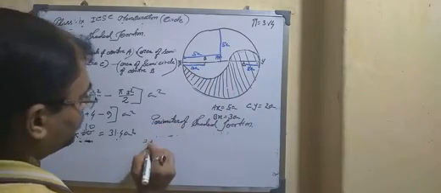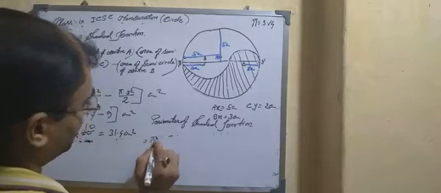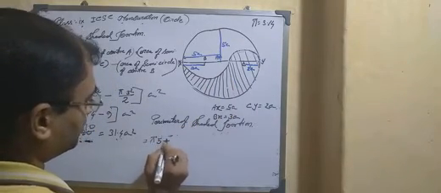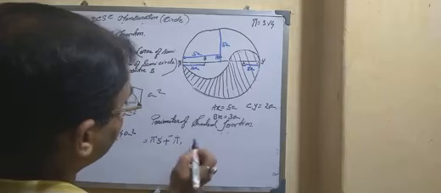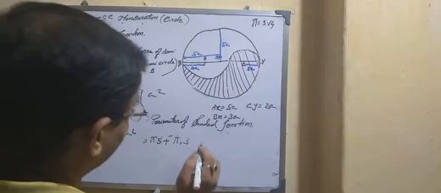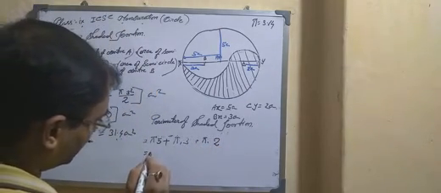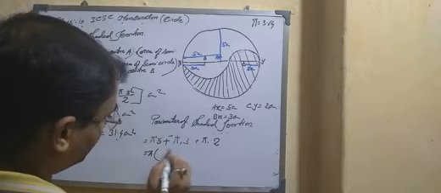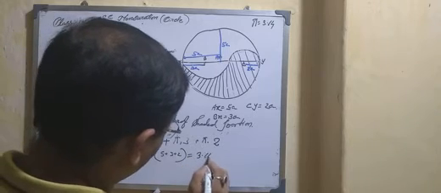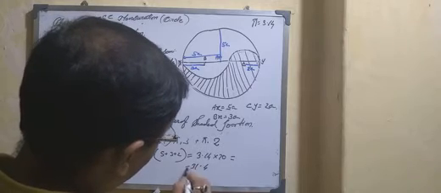That means 2 pi r, so half of it is pi r. Here r is 5 centimeter, so pi into 5, plus pi into 3, where r equals 3, plus pi into 2. We can take pi common, so pi times (5 plus 3 plus 2). Pi is given, 3.14, into 10, which means 31.4 centimeter.